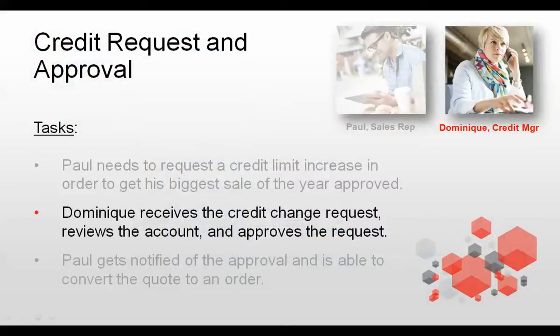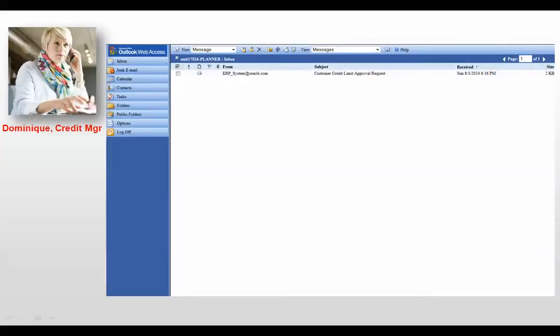Now let's transition to Dominique. She is the company's credit manager. Dominique will get the credit request and work on approving the limit request. We are looking at Dominique's email, where she has just received the credit limit request. Dominique clicks on the email to read the details.